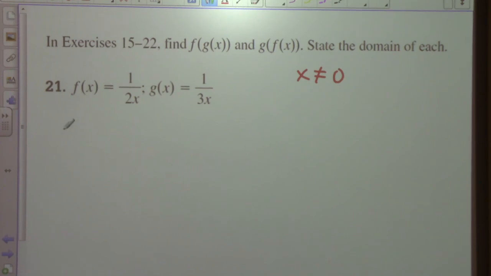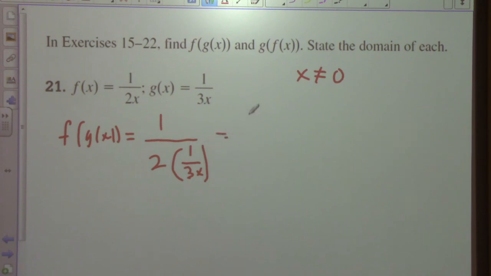So f of g of x is going to be plugging this into that, right? So we get 1 over 2, and then we have 1 over 3x. Is that right? Which is going to be 1 over 2 over 3x. Now what does this simplify to here?